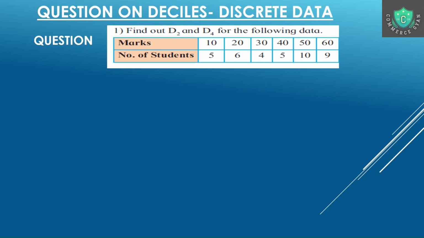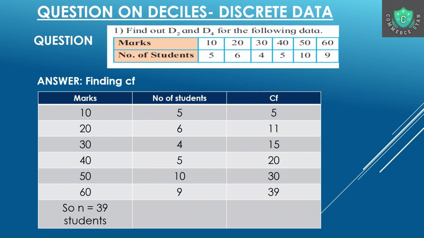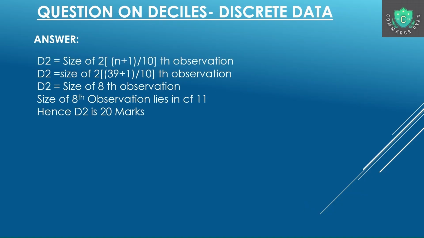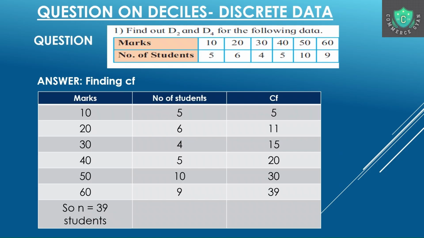Now for discrete data, marks are given and number of students are given. In this case, as we calculated for quartile, same way we calculate the cumulative frequency. So take the total number of students. How many students are there? N is 39. Okay. Marks are given from 10 to 60 and number of students are 39. So cumulative frequency we calculate 5, 5 plus 6 is 11, 11 plus 4 is 15, and so on. And now we use the two formulas. Decile 2, we are calculating size of 2 into brackets n plus 1 upon 10th observation. So size of the 8th observation is what we get, and 8th observation lies in cumulative frequency 11. So check 8th observation, 5 students, and we need 3 more, right? What is this? It will go in the next class, that is the marks of 20, and cumulative frequency for that is 11. Got it? Hence D2 is 20 marks.